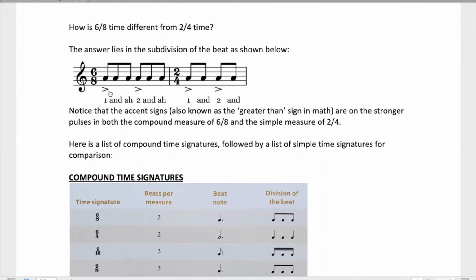Here it is. The stronger pulse is on beat 1. This is also a strong pulse, but it's going to be less than the first pulse in this measure. Same goes with 2/4 time. The stronger beat is on beat 1 and also on beat 2, but to a lesser degree.